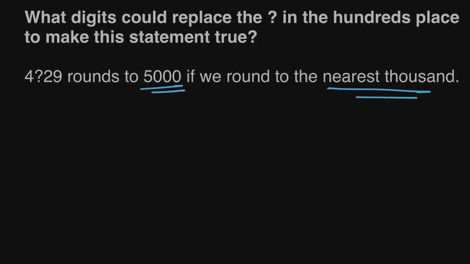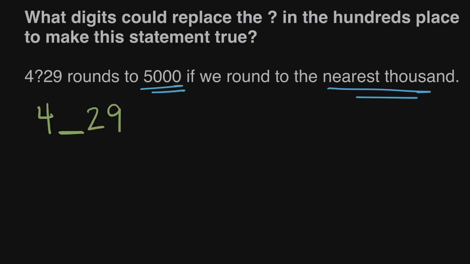And what we know about our number so far is it starts with 4,000. Then we'll fill in the digit for the hundreds and ends with 29. So we want to know what digits from 0 to 9 can we fill in here so that this number is closer to 5,000 than any other thousand. Well, the only other thousand this could be close to is 4,000. Because we're starting with a 4 here, all of our numbers will be between 4,000 and 5,000.